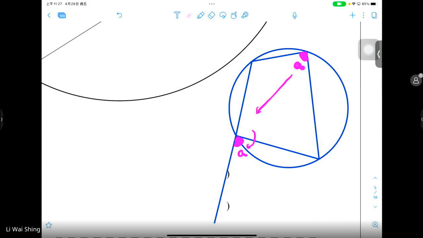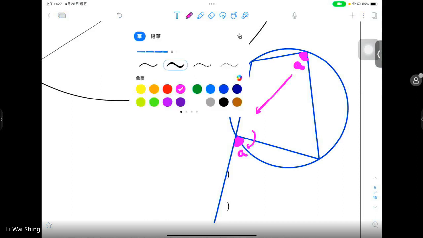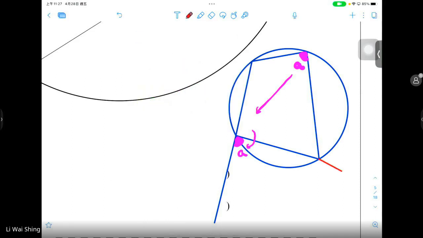So please draw another tail here. For example, if this is the tail, please identify which angle equals B. So the interior angle is here. The opposite angle would be here. This would be equal to B. Opposite angle and then outside.